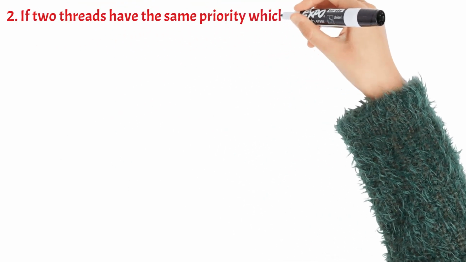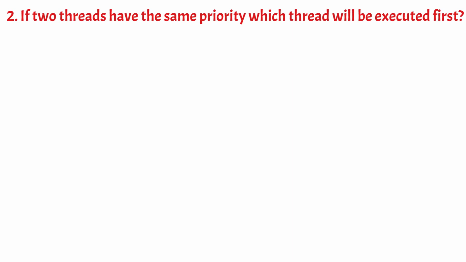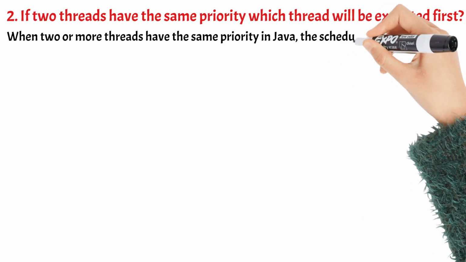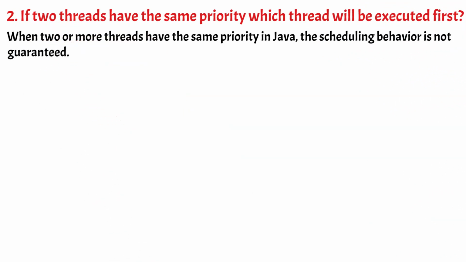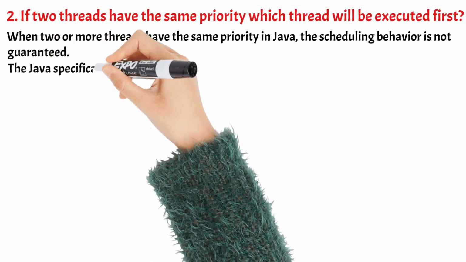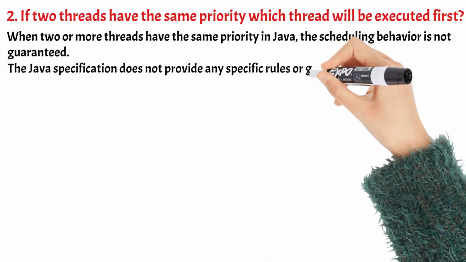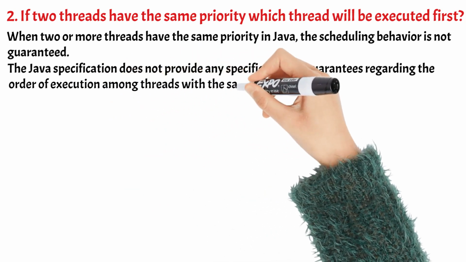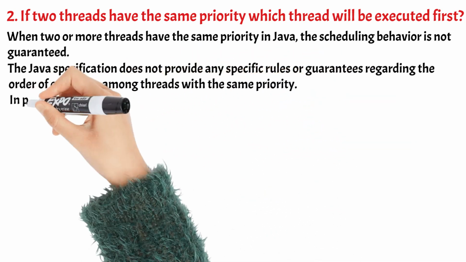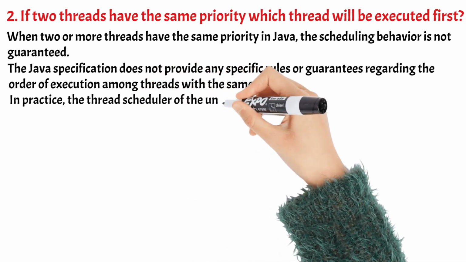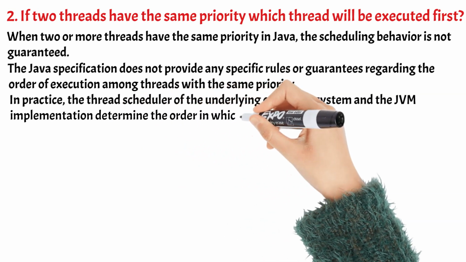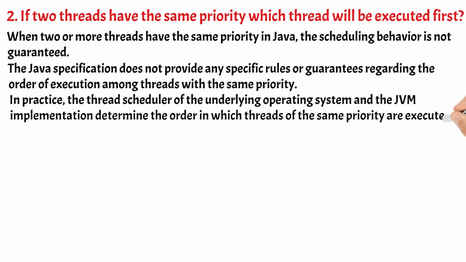2. If two threads have the same priority, which thread will be executed first? When two or more threads have the same priority in Java, the scheduling behavior is not guaranteed. The Java specification does not provide any specific rules or guarantees regarding the order of execution among threads with the same priority. In practice, the thread scheduler of the underlying operating system and the JVM implementation determine the order in which threads of the same priority are executed.